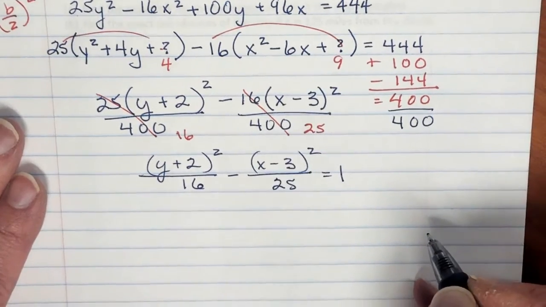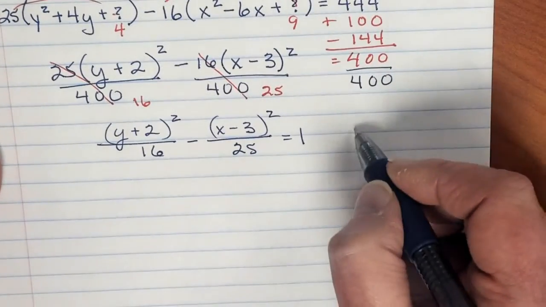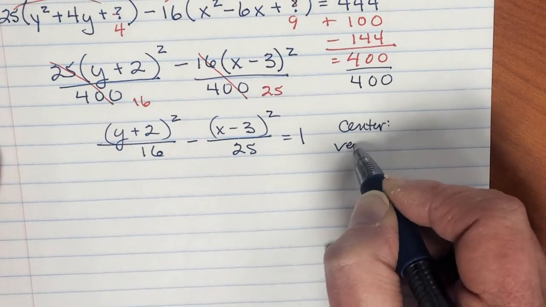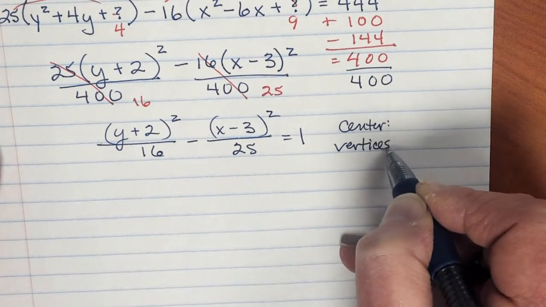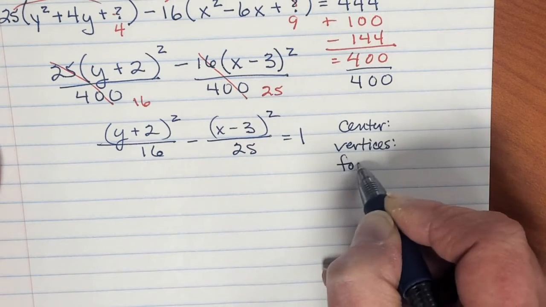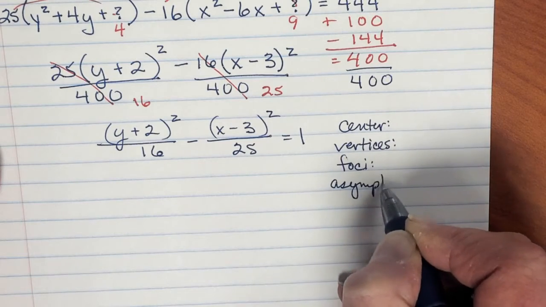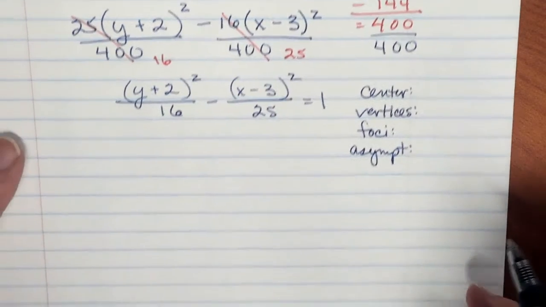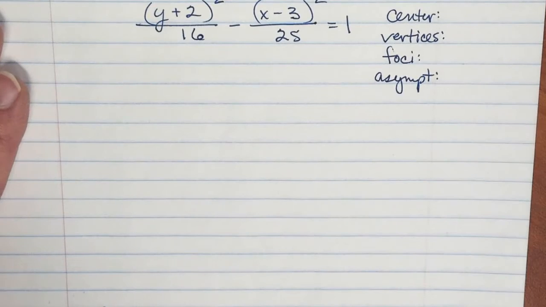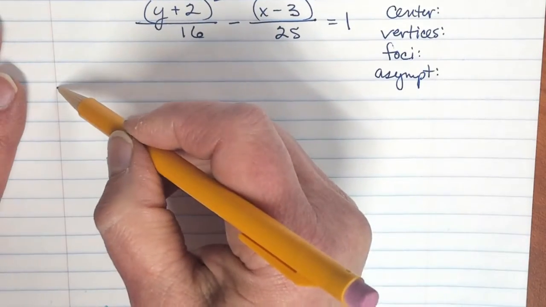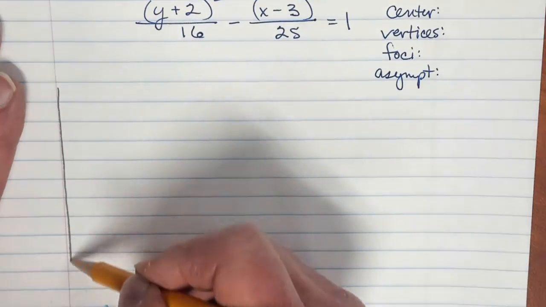Now let's figure out what we needed. We wanted to find the center. We wanted to find the vertices. We wanted to find the foci. And we wanted the asymptotes. So in doing that, I am going to need to get a sketch of this graph. And let's come over here. I'm just going to use that red line.